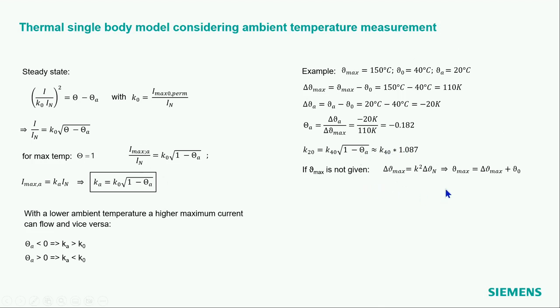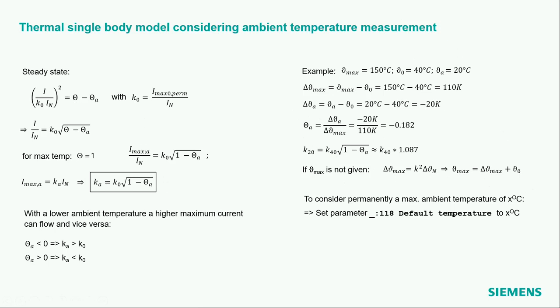So I don't have here the proof how we come to that formula, but it's a relatively simple thing. And in that way, you can also get the maximum temperature. And with this here, this goes into the calculation of my theta A. You can then get another K factor for the other temperature, so maybe 20 degrees, like in that example here.